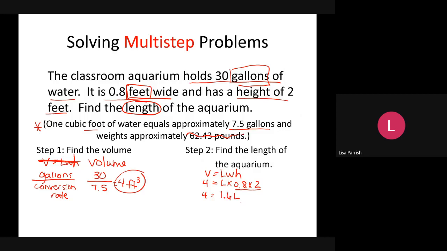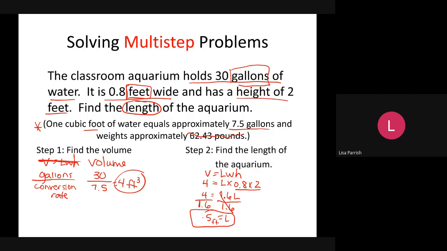Now we're down to that multiplication equation where you have the number and letter touching, just like we did on all the others. This is where you divide by the number that is attached to the variable. So we will divide; whatever you do to one side, you do to the other. So divide both sides by 1 6/10. So 4 divided by 1 6/10, and you get 2 5/10. What are we dealing with? Feet. So the length is 2.5 or 2 5/10.